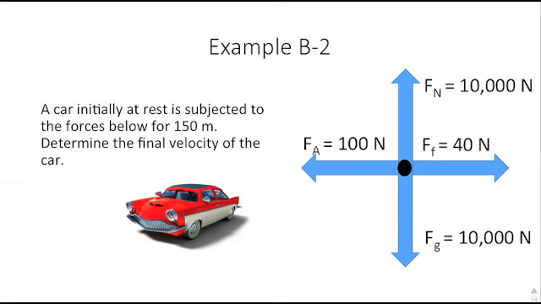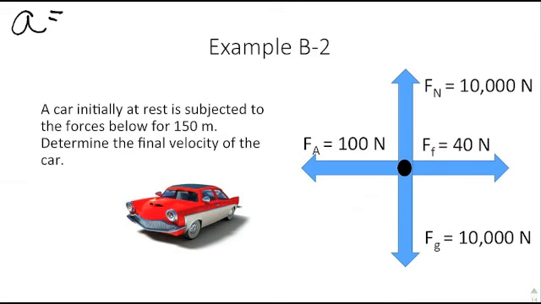Example B2 says, okay, a car is initially at rest and then subjected to the forces below for 150 meters. Determine the final velocity of the car. So this is one of those where it gives you a lot of information about force and is asking you a question about motion. So you know that acceleration is the link. Okay? So remember, that's going to be able to link F equals ma and then motion.